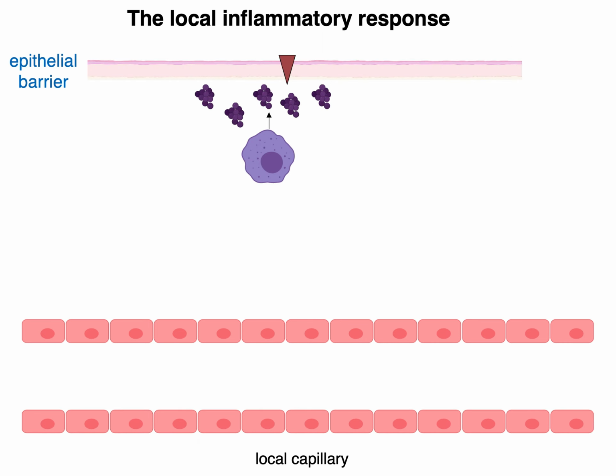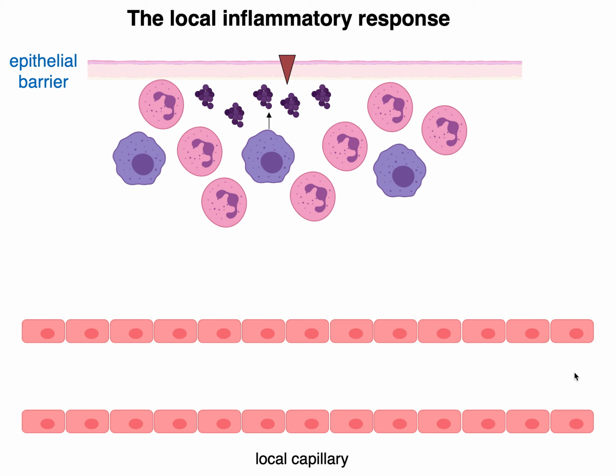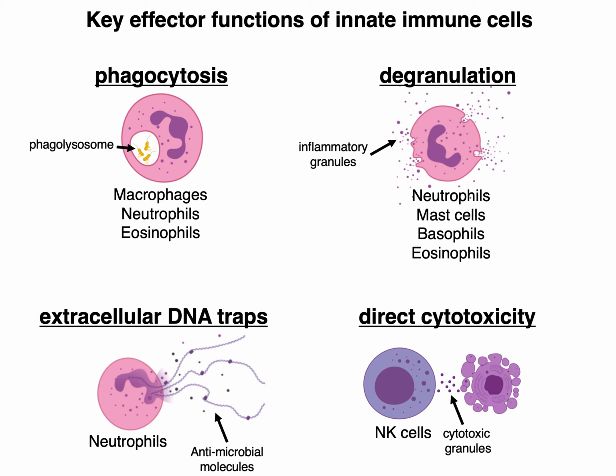Okay? And thus we get this local inflammatory response where neutrophils and monocytes can migrate across this endothelial barrier into the infected tissue and then migrate within the infected tissue directly to the site of infection. And there they can mediate their anti-pathogen effector functions.